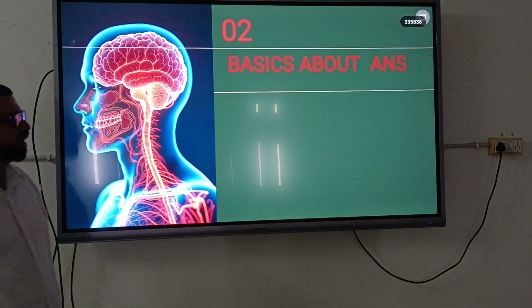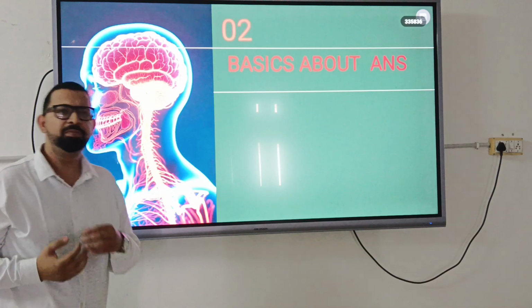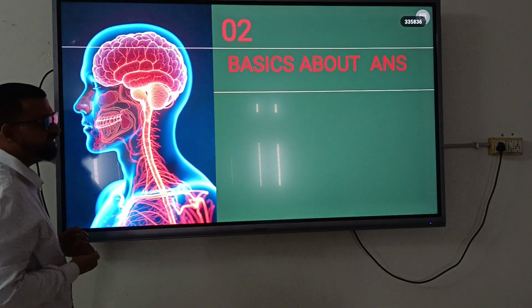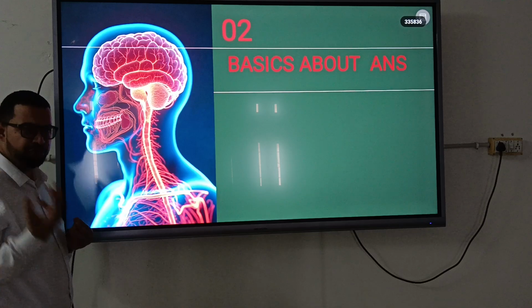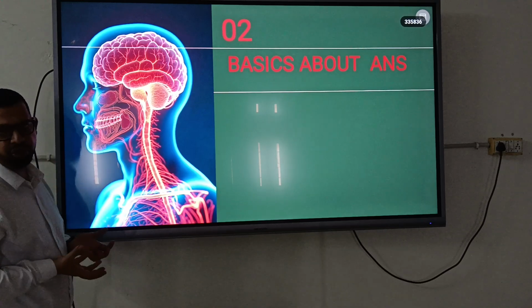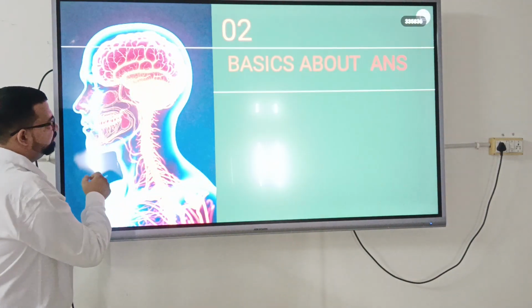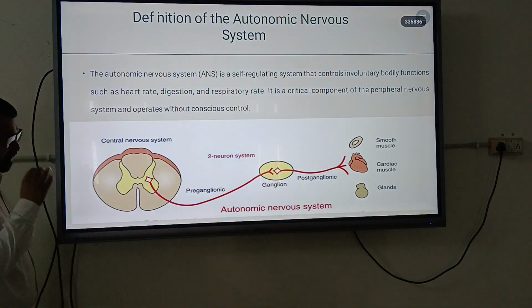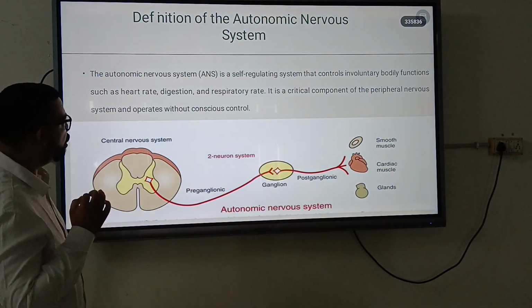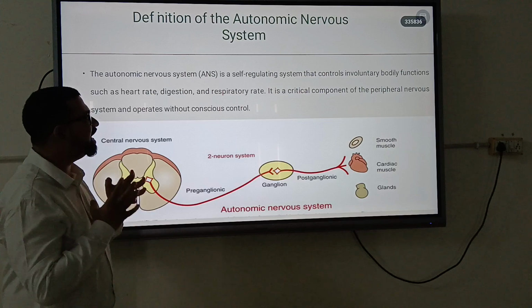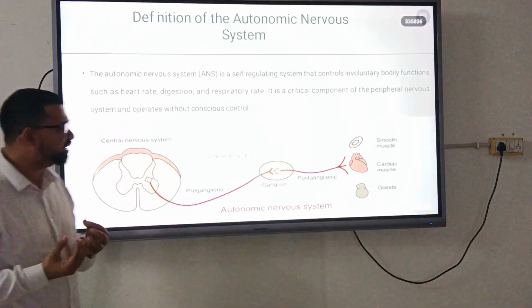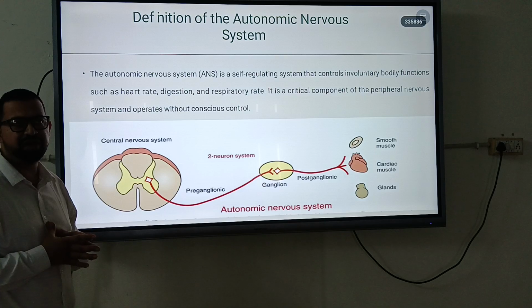Now we will talk about the basics of the autonomic nervous system. This is basic knowledge we must have before going to the drugs acting on the autonomic nervous system. The main point here is that the autonomic nervous system is a self-regulating system.